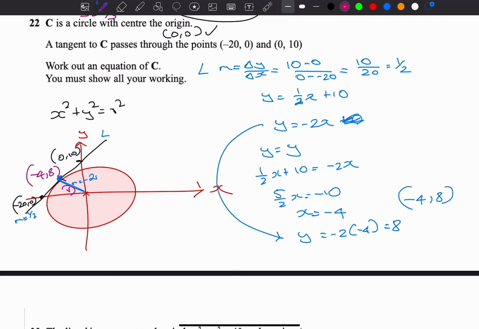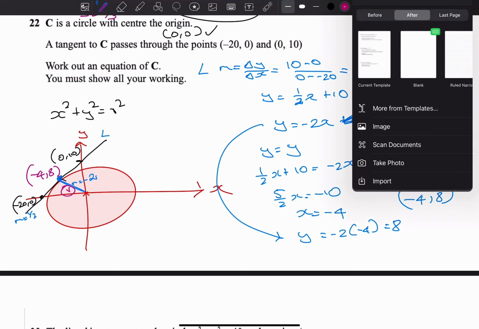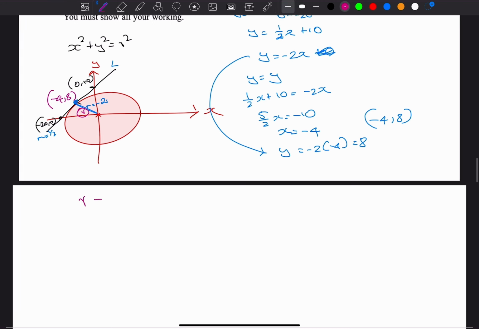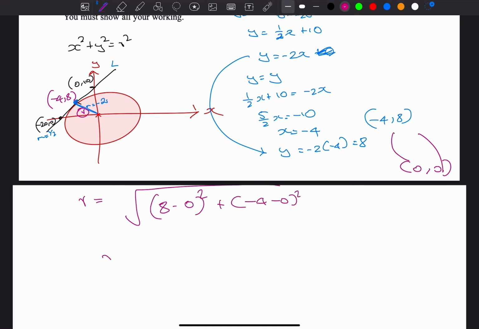I want the radius, which is the distance. So what is the distance formula? Remember, distance is root of x2 minus x1 squared plus y2 minus y1 squared. I'm going to do the y2 minus y1 squared first, which is 8 take away 0, because the center coordinate is 0 comma 0. So 8 take away 0 squared plus minus 4 take away 0 squared, and you put that in a calculator. Leave it in terms of root anyways. Root of 8 squared plus 4 squared, it's 4 root 5 basically. The radius is 4 root 5.